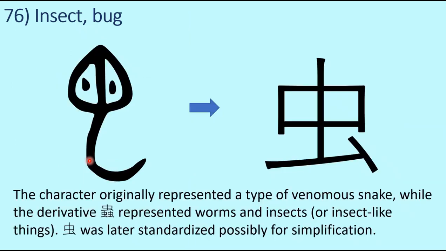This is the origin of this character. So as you can see here, this is the representation of a snake in the ancient scripts. So the character originally represented a type of venomous snake, while the derivative, this one, represented worms or insects or insect-like things. And finally, this symbol was later standardized, possibly for simplification. And in this way, we have this character as the current character.